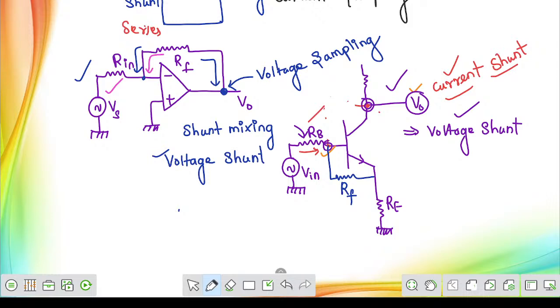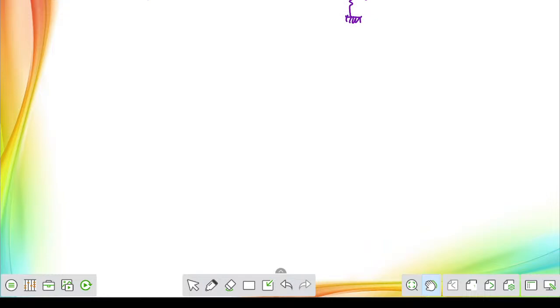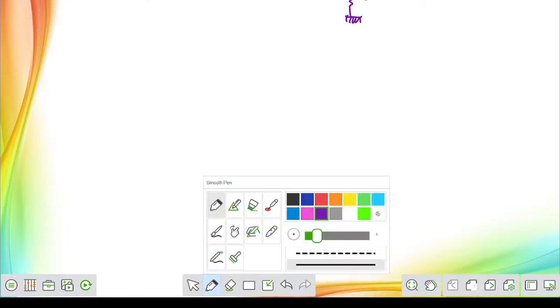Hope you understand, sir. This is how we are identifying feedback topology when a circuit is given and you are requested to calculate the value of feedback resistance. Now I will tell you the various types of circuits. You might know all these things, but let us recollect once.